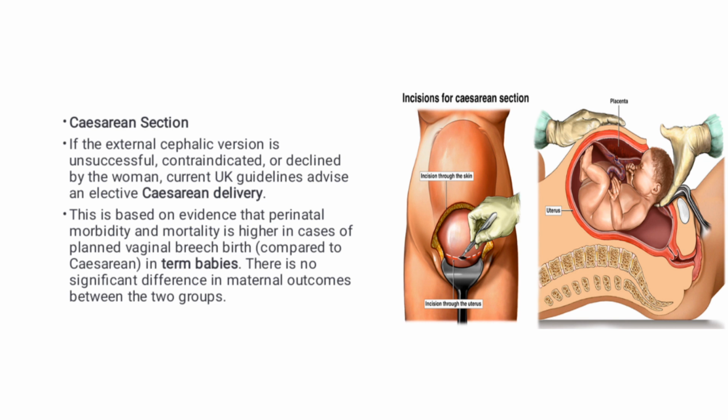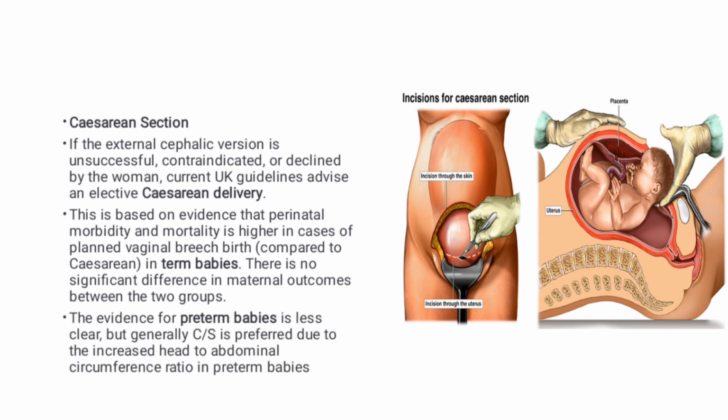In cases of planned vaginal breech birth in term babies, there is no significant difference in maternal outcomes between the two groups. Then the evidence for preterm babies is less clear, but generally CS is preferred due to the increased head to abdominal circumference ratio in preterm babies.